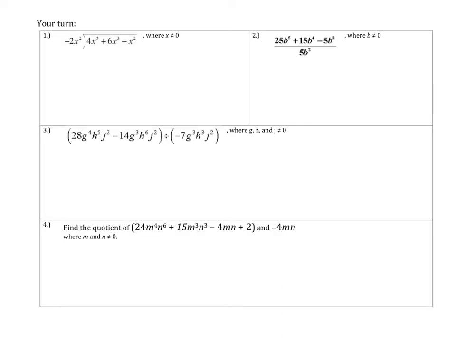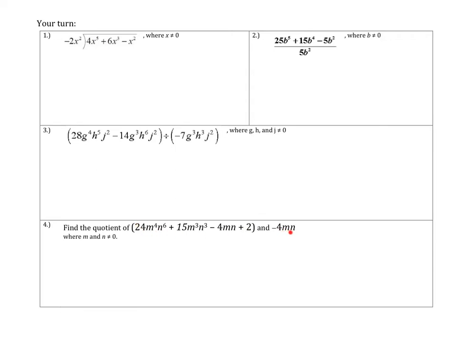So now looking at the first four problems, I want you to just notice these four problems, they are all asking you to do the same exact thing. This one is asking you to divide these three terms by negative 2x squared. This one is asking you to divide these three terms by 5b squared. This one is asking you to put this thing underneath these two terms. And this one is asking you to divide this whole big crazy thing by that.